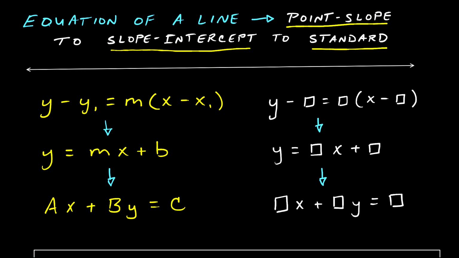In this video, we're going to take a look at finding the equation of a line given 2 points. We'll first put it in point-slope form, convert it to slope-intercept form, and then to standard form. First, take a look at what point-slope form looks like.